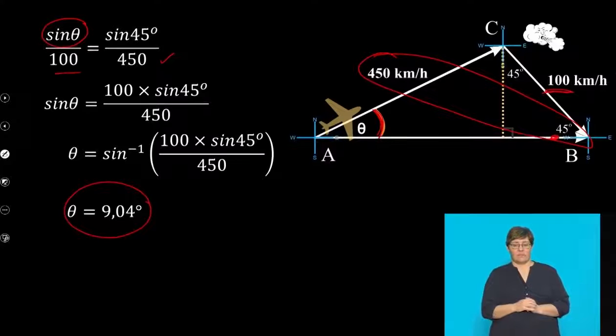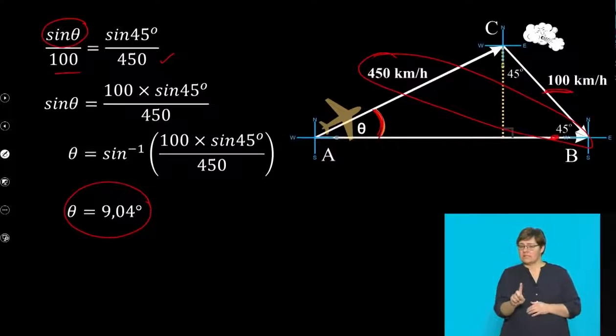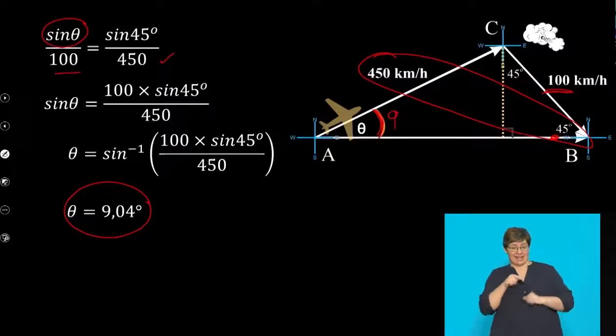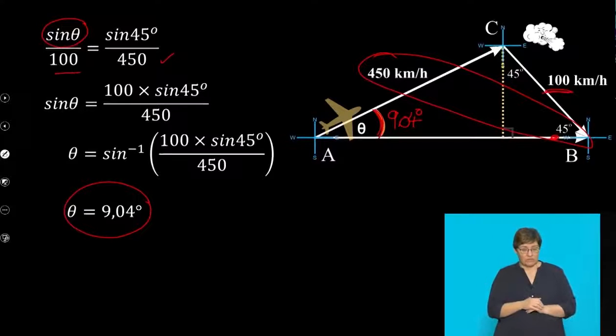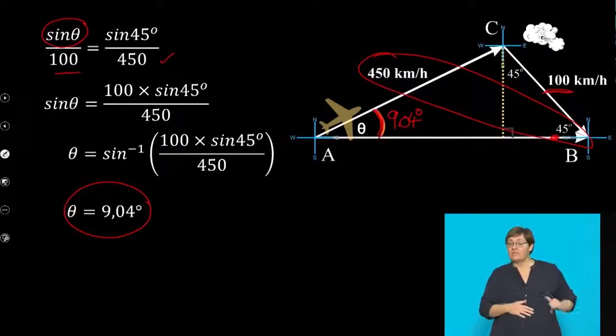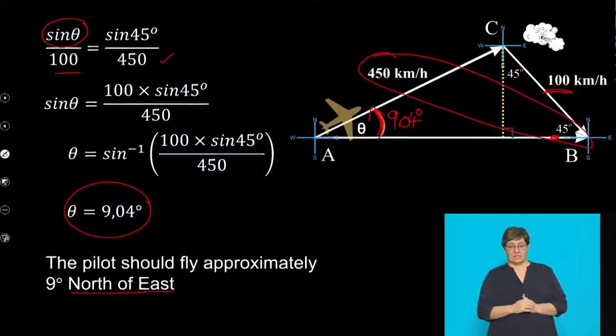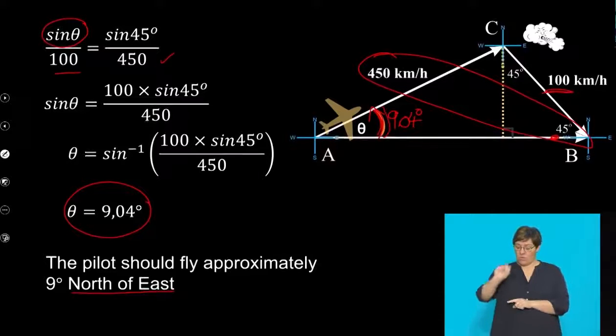So what does this mean in the context of our problem? It means that this angle is 9,04 degrees. So, in which direction must the plane fly? In other words, the plane needs to fly at an angle of 9,04 degrees north of east. So basically, that way, at an angle of 9,04.